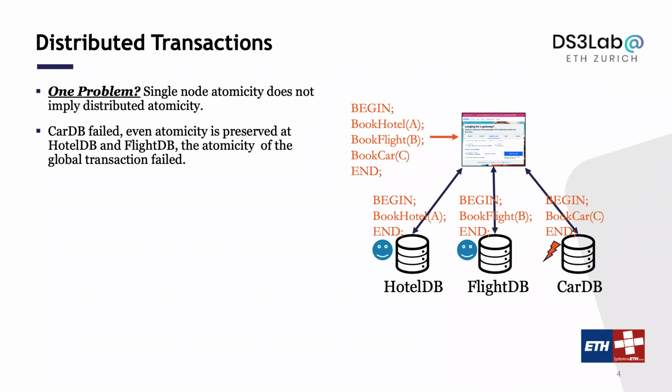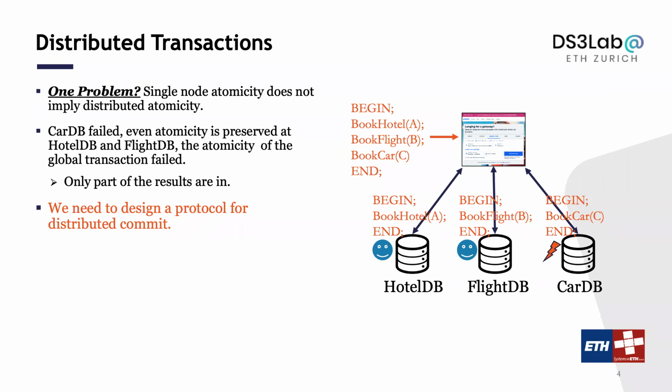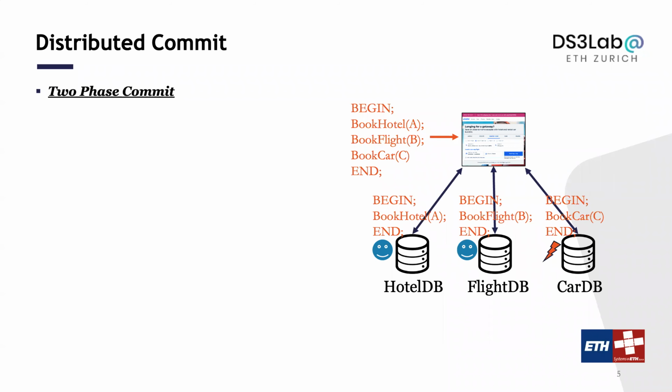How can we coordinate between different databases when I want to do a global commit? So of course, we need to design a protocol for distributed commit. If you think about the high-level idea from this motivating example, the solution may sound not trivial, but very natural. Essentially, you can partition the whole thing into two different phases.